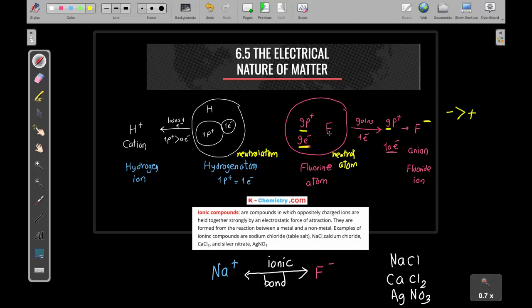If you get a compound made by one positive ion and one negative ion, they will be attracted to each other. This is called electrostatic forces of attraction. It's a fundamental property that any plus and any minus attract each other. They form the ionic compound. Sodium chloride, calcium chloride and silver nitrate are just examples.